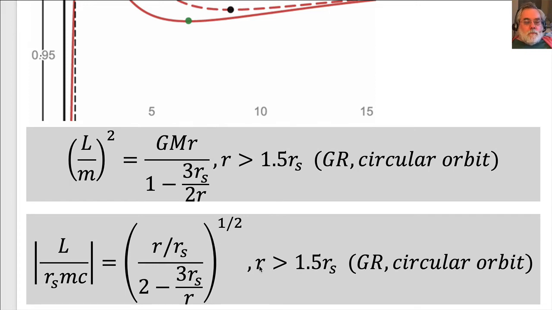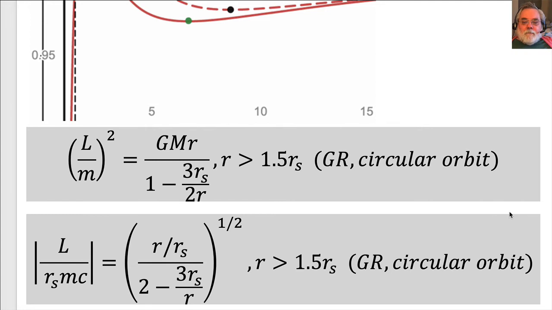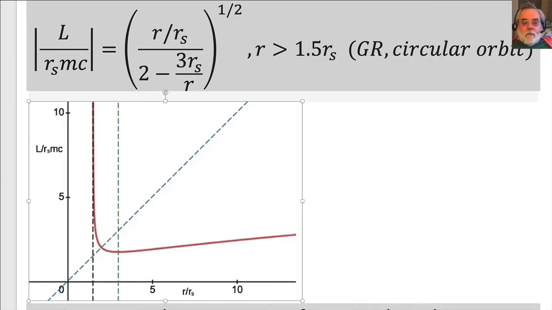We're only going to use radii more than 1.5 Schwarzschild radius, so this denominator is going to stay positive, but it will get close to 0 as r gets close to the Schwarzschild radius. Let's graph that. The red curve is the curve of angular momentum. The horizontal axis here is r divided by the Schwarzschild radius. The vertical axis is magnitude of angular momentum divided by the Schwarzschild radius mc.